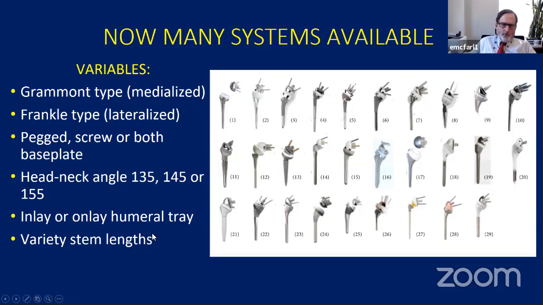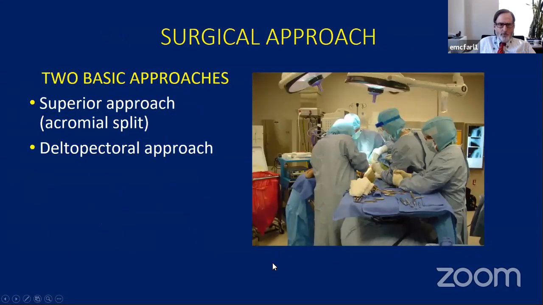Anyway, the tray is either settled down inside the proximal humerus, or it sticks out a little bit. That's called an onlay. And then you can have any size of varieties of stem lengths. So there's lots of options, but whichever system you use, try to get familiar with it.